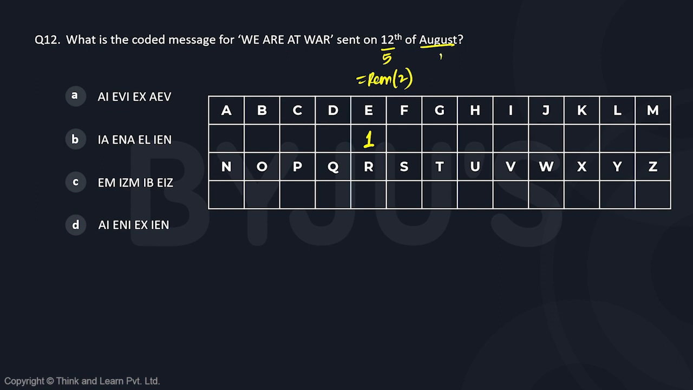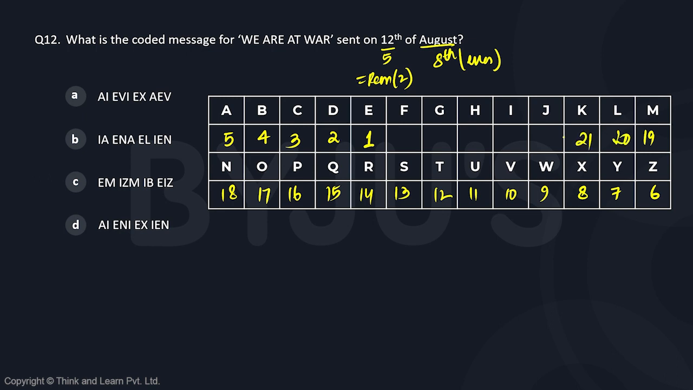Next, August is the 8th month of the year. So that means this is even. So we will be reading it in the reverse order. So this will be 1, 2, 3, 4, 5. And then Z will be 6, 7, 8, 9, 10, 11, 12, 13, 14, 15, 16, 17, 18, 19, 20, 21, 22, 23, 24, 25, and 26th. So F is going to be our 26th letter.